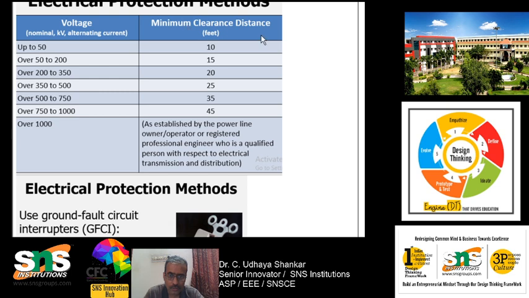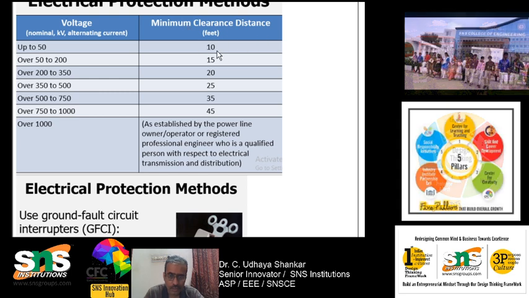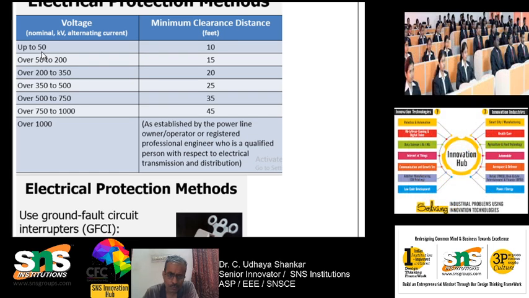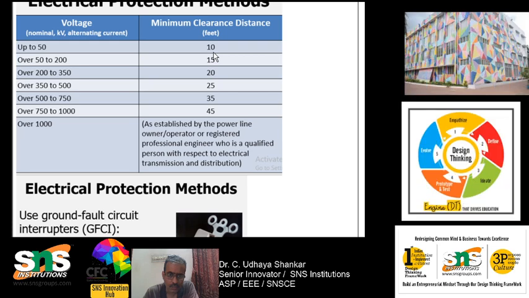Regarding voltage, up to 50 volts, the clearance distance should be around 10 feet. For example, we will be having overhead transmission lines, in which different voltages may be passed, and also most circuit boards have many wires. So up to 50 volts, 10 feet should be given.